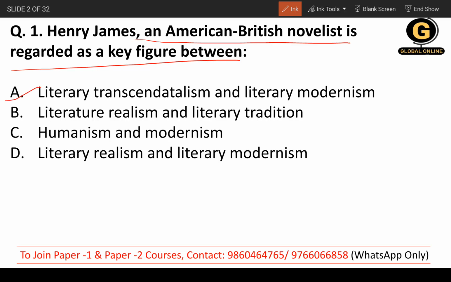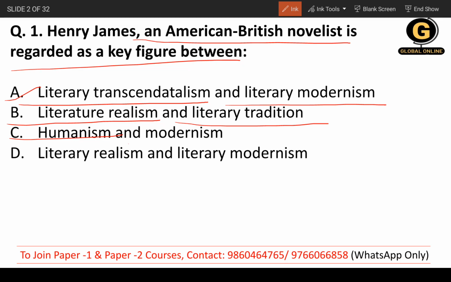The first option is literary transcendentalism and literary modernism. Second option, literary realism or literary tradition. Third option, humanism and modernism. Or the fourth option is literary realism and literary modernism, which can be the correct answer. Do let me know. And try to guess it first, then I'll let you know the correct answer, okay?